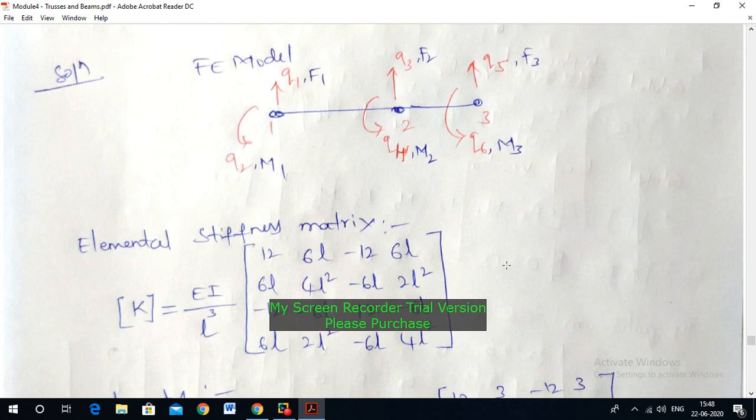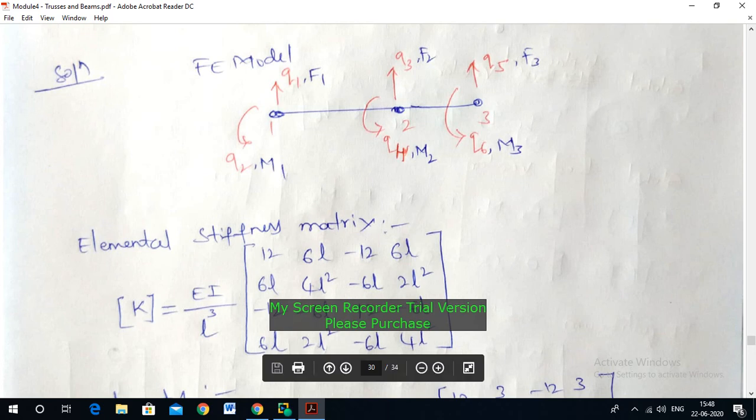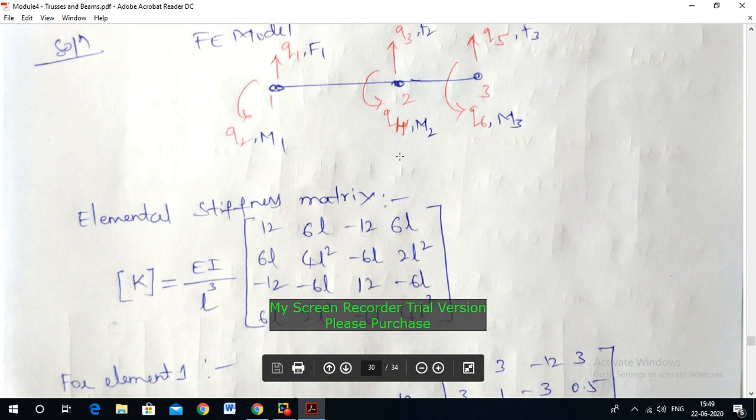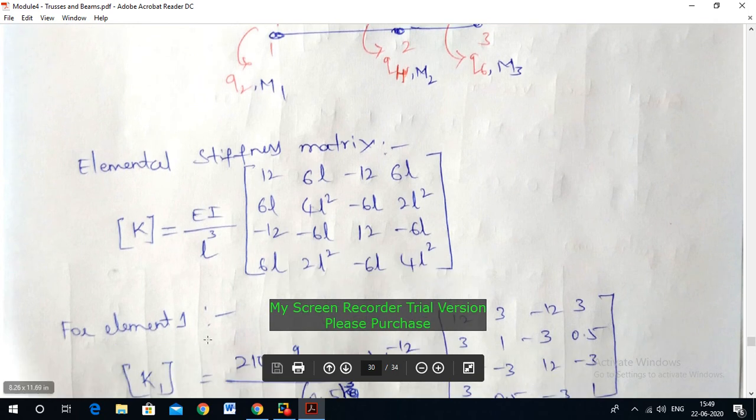Next, we know that the element stiffness matrix for the beam element is given by K equal to EI by L cube times the matrix 12, 6L, minus 12, 6L; 6L, 4L square, minus 6L, 2L square; minus 12, minus 6L, 12, minus 6L; 6L, 2L square, minus 6L, 4L square. First, find out the element stiffness matrix for the first element.